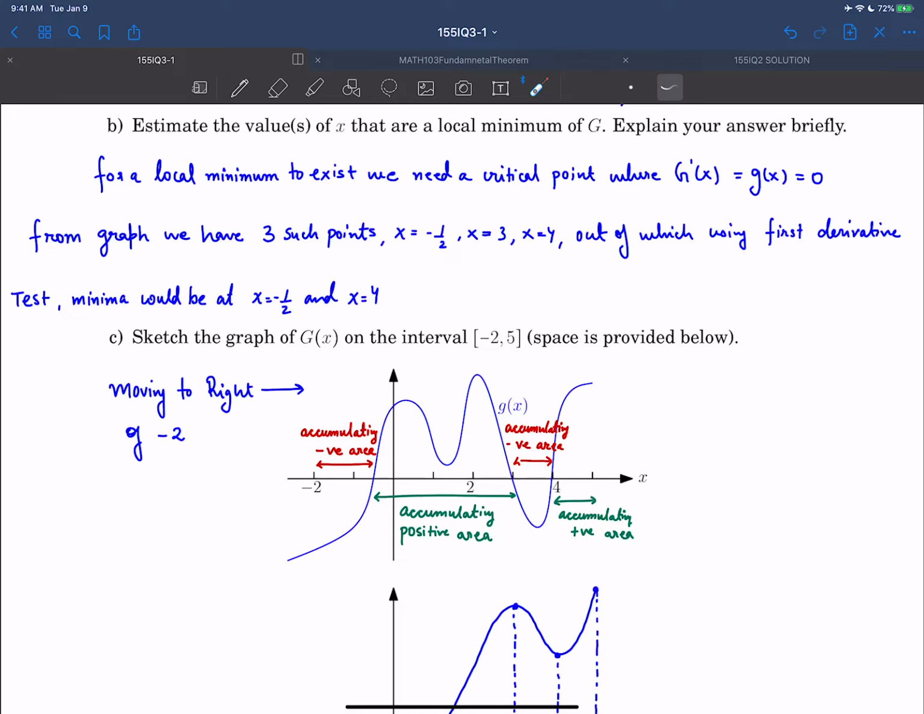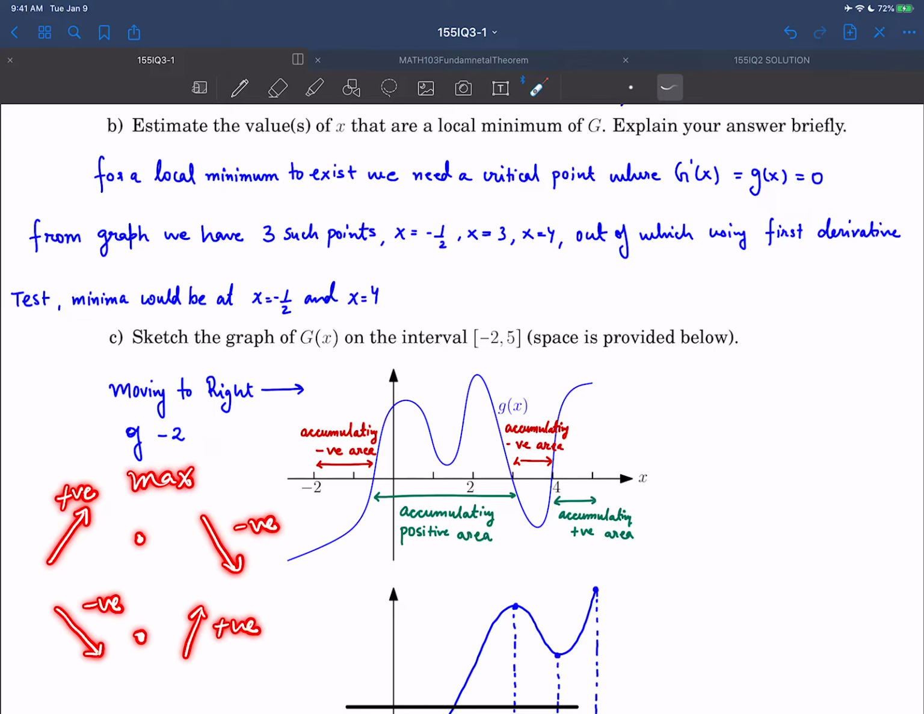Brush up again on the rules. If you have a critical point and the slope before that was positive, so the graph was increasing, and then after that it's negative, then you have a max. That's just the basic intuition. And if you have a critical point, the slope before the point was negative, and after the point it's positive, then you have a minimum. Those are the rules that you want to use to identify the critical points here.